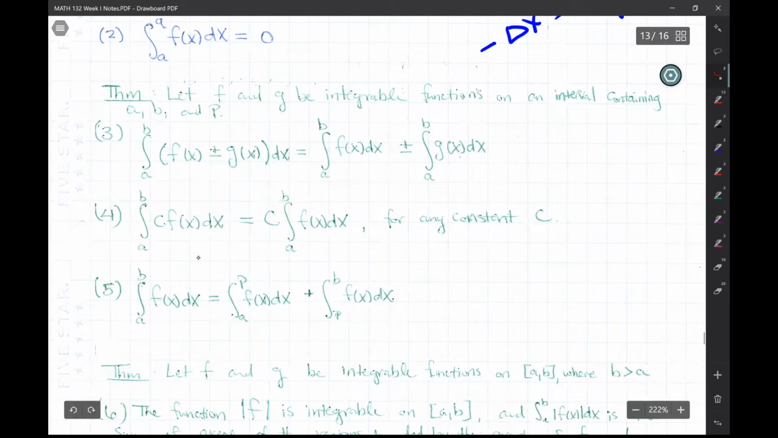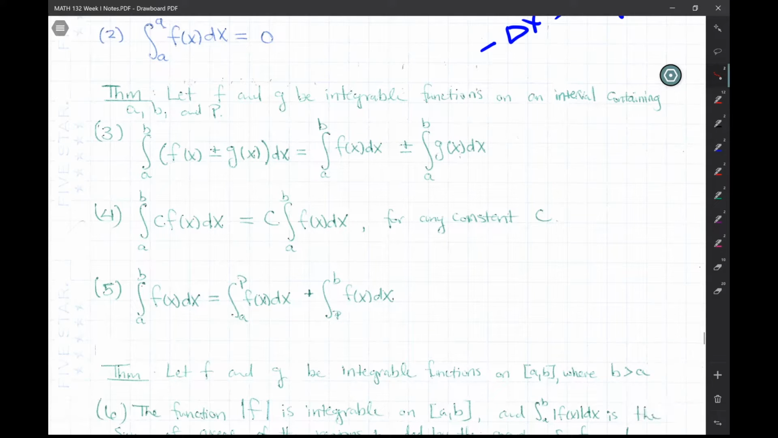We also have a constant multiple rule. So if you have a function multiplied by some constant, you could factor out that constant. And so instead of having it inside the integral, you could factor it outside of the integral. This works for any constant c. And we also have this property here, where the integral from a to b of f of x dx is equal to the integral from a to p plus p to b.